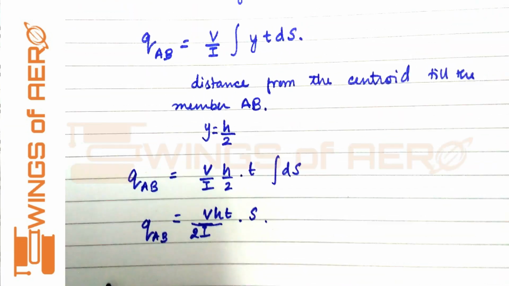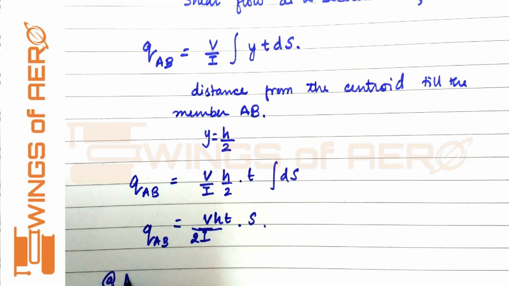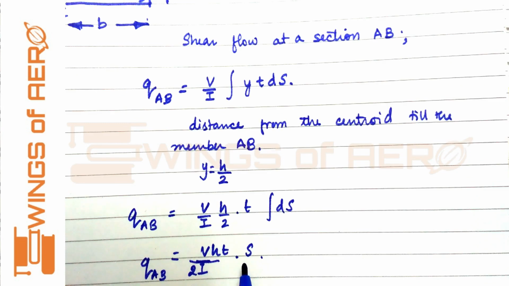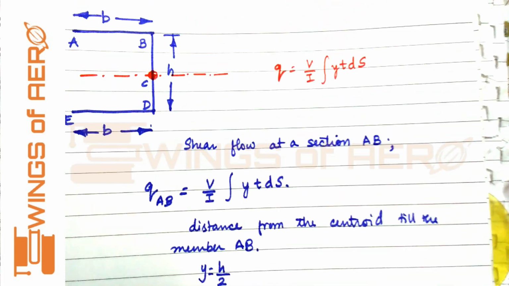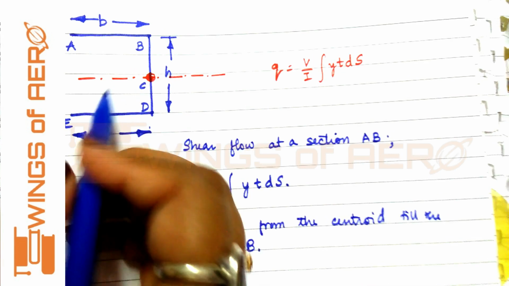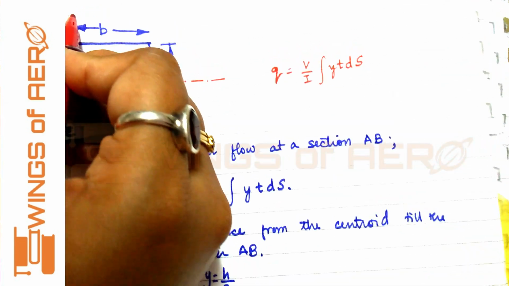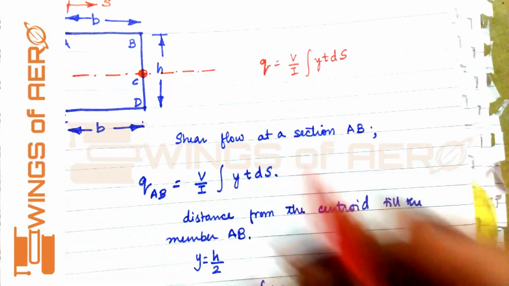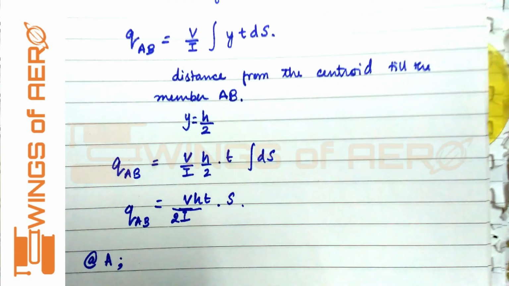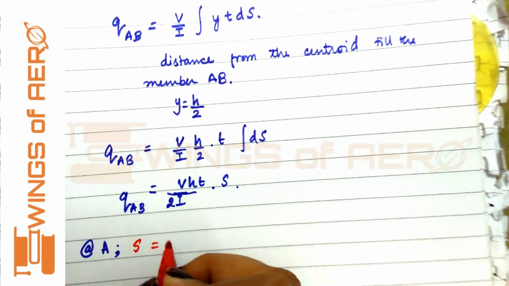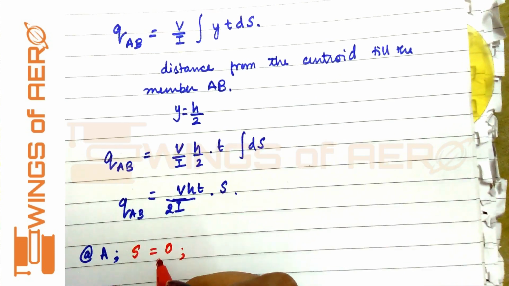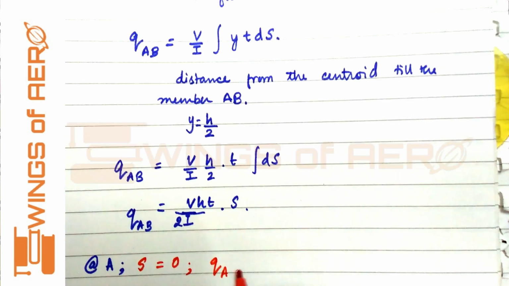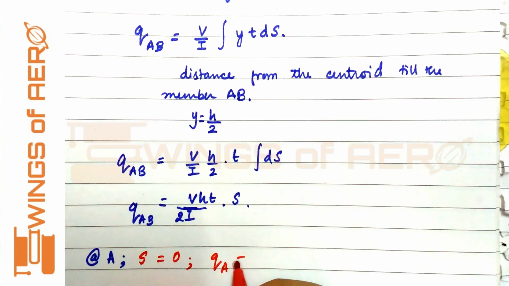Now, after that we are going to write at the point A. At the point A, what is s? s is the distance traveled from A to B. So in this equation, we can write s equals 0. Now substituting s equal to 0 in this equation, we get q at the point A, that is the shear flow at the point A, equals 0.